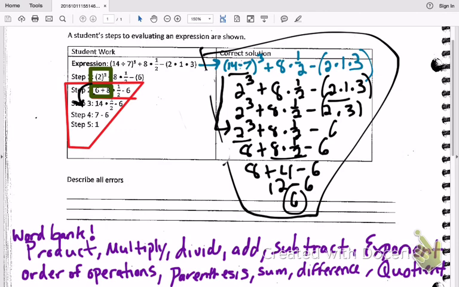So we're looking at step 3. 14 times a half minus 6, we would do 14 times a half because multiplying comes before subtraction. That gives us 7. 7 minus 6 gives us 1. So everything else is correct that they did, but they did make 2 errors. Both of those errors I have circled in green. Now, my next step is to go ahead and actually describe those errors.